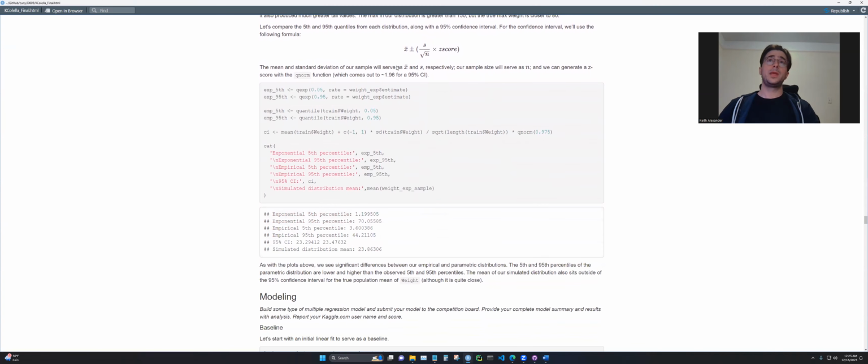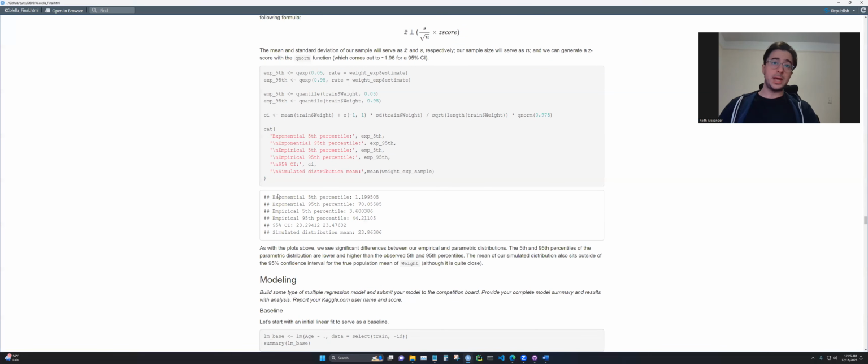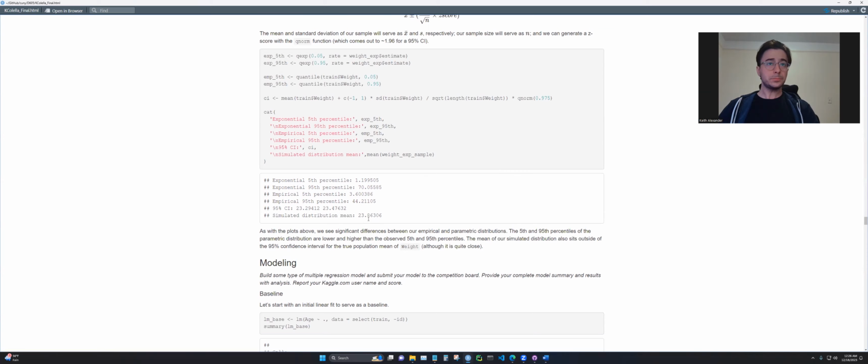We can then move on to the next part of the exercise, which has us compare the 5th and 95th quantiles across both the parametric and observed distributions. And then we generate a confidence interval for the mean of our observed distribution, assuming normality. If we put all of those together, the difference we highlighted before, the difference in extreme values, is highlighted here. The 5th percentile is lower in the parametric distribution compared to the empirical one, as is the 95th percentile, which matches what we saw in those histogram plots.